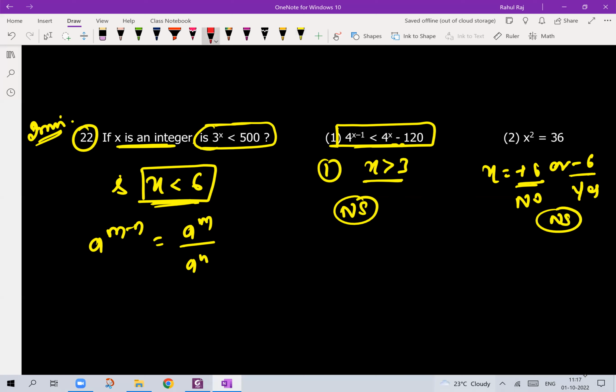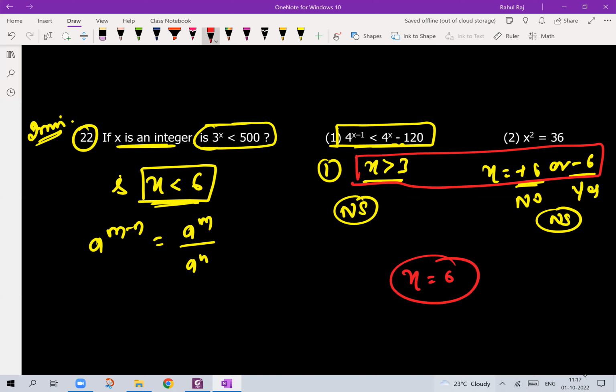Now, when you combine these two statements, what do you get? You get value of x is equal to 6. And what is the question asking? Is x less than 6? Confirm no. Because I have just one single value. x is equal to 6 after combination. And my question is asking, is x less than 6? I can say x is equal to 6. Confirm no answer. So C is sufficient to answer the question.